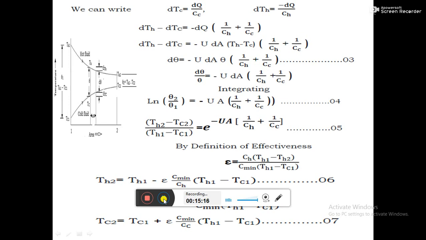Similarly, for the cold fluid effectiveness, we have one more equation, which is CC into (TC2 minus TC1) divided by C minimum into (TH1 minus TC1). Rearranging that equation, we get TC2 equals TC1 plus effectiveness into C minimum by CC into (TH1 minus TC1). Call this equation number 7.